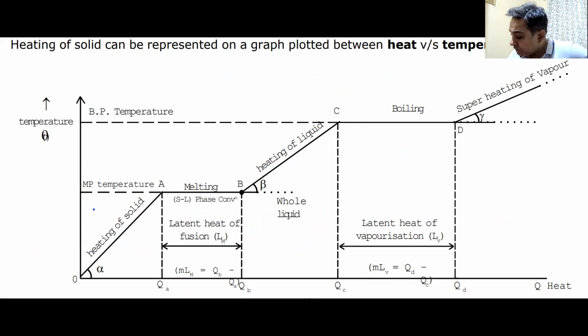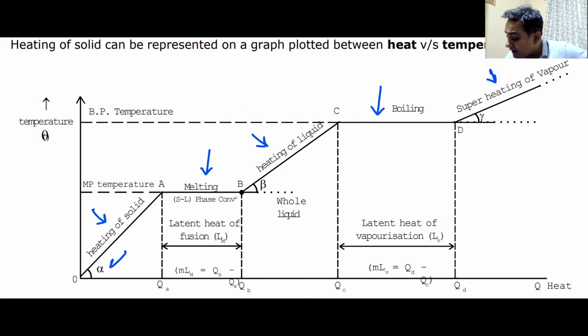This is your heating of solid, m s delta theta. This is melting of solid, m into l. This is heating of liquid, m s delta theta. This is boiling, m into latent heat of vaporization. This is superheating of liquid. Do you all understand this?